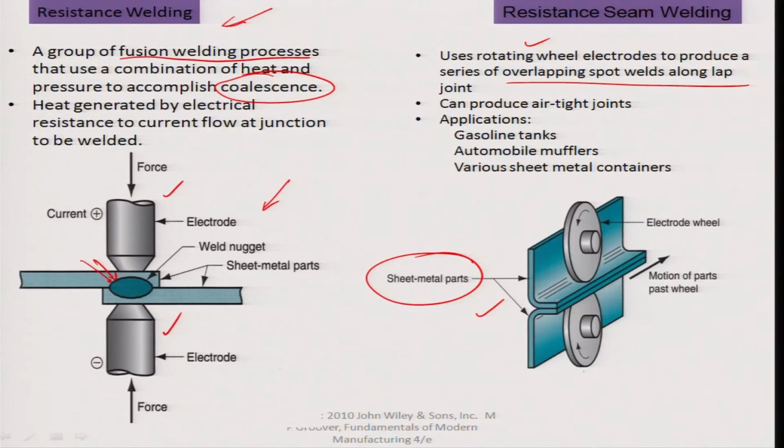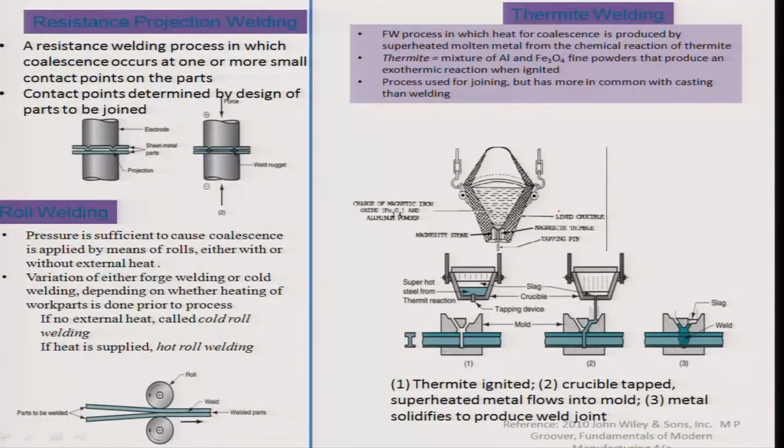Therefore, it is very important that this kind of process be used for systems which allow no leakage or very little leakage tolerance, particularly gasoline tanks and automotive mufflers. So you can produce airtight, or almost airtight, joints with this kind of resistance seam welding method. We also have some welding processes using projection welding.